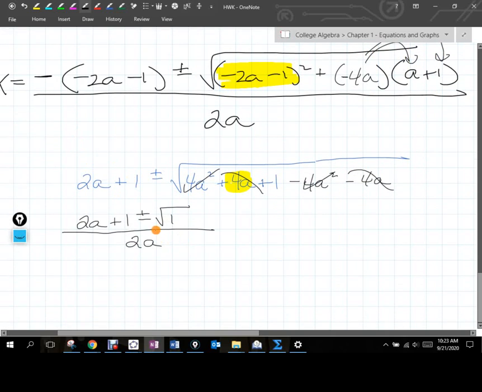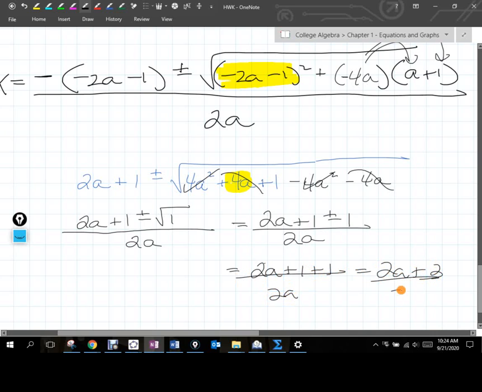All right, so what is the square root of 1? 1. So I got (2a plus 1 plus or minus 1) all over 2a. All right, so two answers that we get. If I go with the 2a plus 1 plus 1, all over 2a, that gives me (2a plus 2) over 2a.